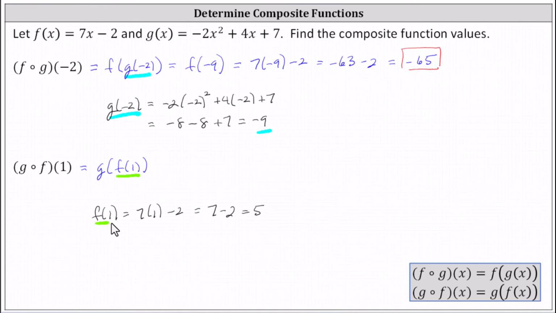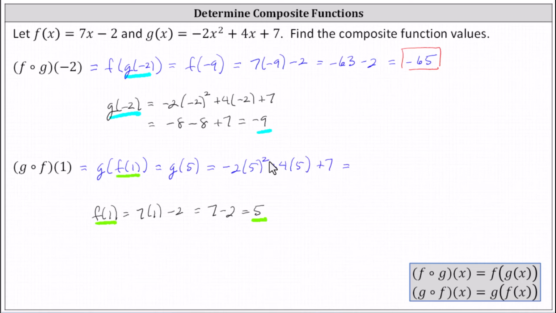And since f of 1 is equal to 5, or because the output is 5, 5 becomes the input into the function g, or we can just think of substituting 5 for f of 1, and we now need to determine g of 5. And since g of x equals negative 2x squared plus 4x plus 7, g of 5 equals negative 2 times the square of 5 plus 4 times 5 plus 7.